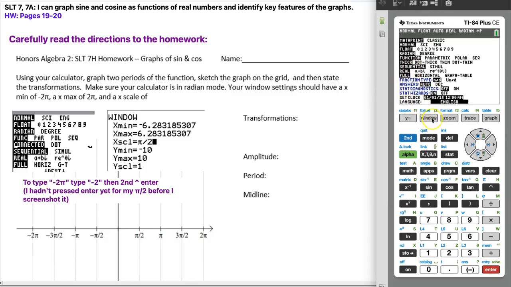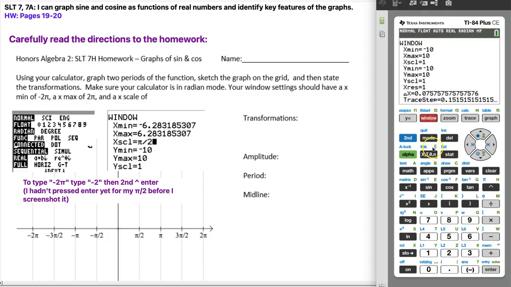The next thing you're going to do is go to window. Remember, you can rewind this video if I'm going too fast. I want to set up my X scale, not so it goes from -10 to 10, but it goes from -2 pi to 2 pi. So I'm just going to type over the -10, -2, and then I'm going to press second, and above the exponent symbol you see the blue pi. And as soon as I press the down arrow, that's going to make it -6.28 stuff.